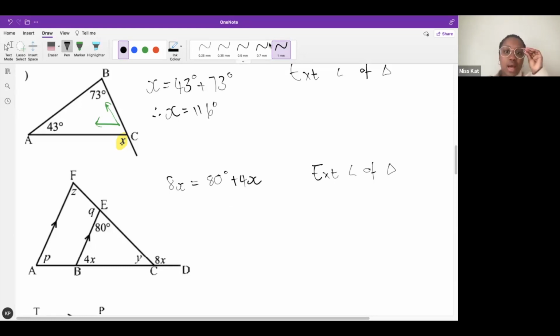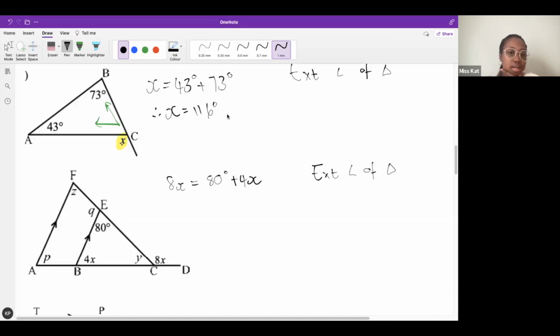Okay, so now where do we go from here, guys? What do you think? Now we have an equation that says 8x is equal to 80 plus 4x. Where do we go from here? We have to solve for x. Do you know, Mikhail? Oh, Mikhail's gone. Yes, Bokang?